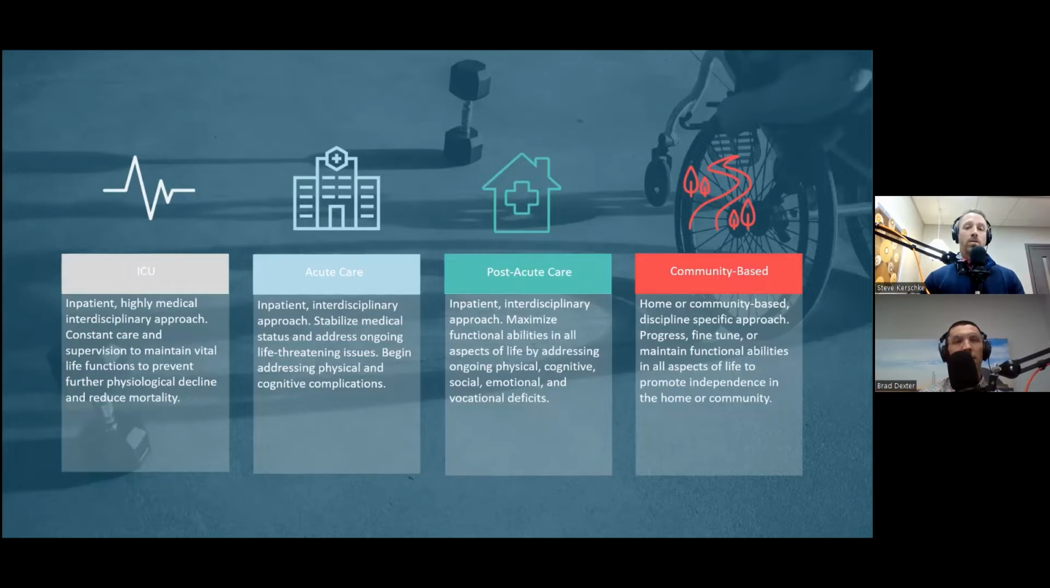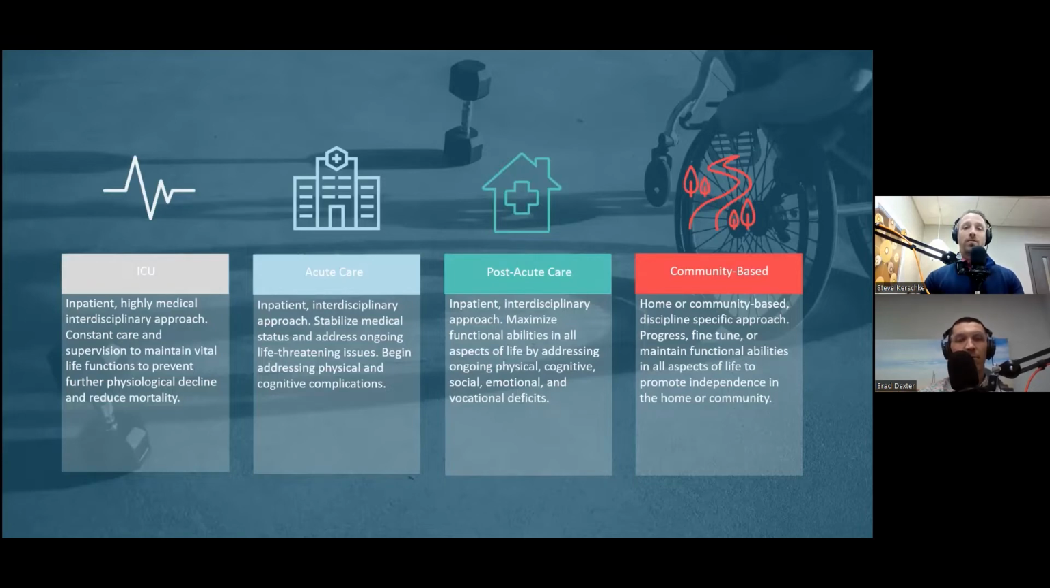And then you move on to the acute care level. And in a lot of ways, it's similar in the sense that the medical focus is front and center, but you still have this interdisciplinary approach. And as they stabilize medically, we can start moving past addressing life-threatening issues, and we can begin to address cases where there's cognitive issues, physical issues, other complications that might be available. That's something that ends up being a big piece of this.